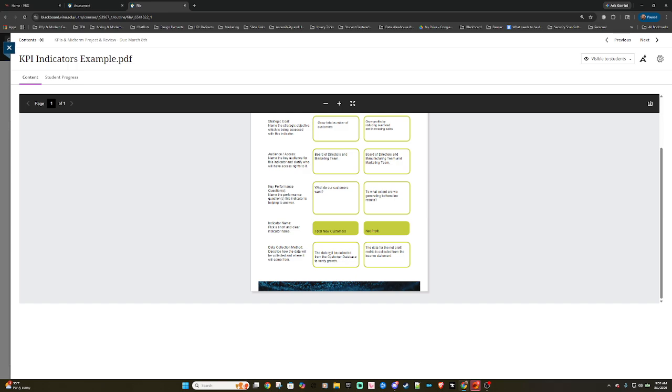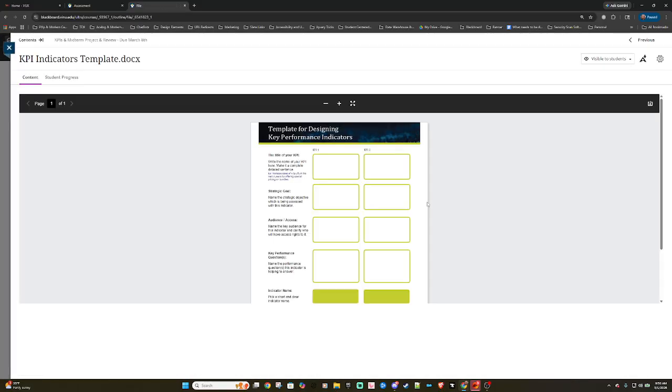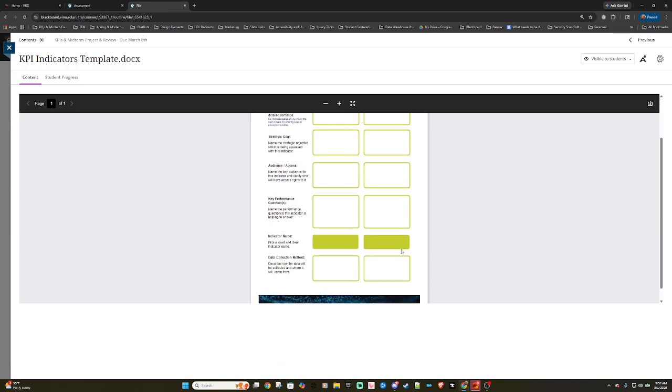But you can say the data will be collected from the customer database, the data will be collected from the sales database, the ones that we have that are our key figures that we've added for our snowflake schemas with the fact tables, and then the fact tables will be where we're getting that information. So you can just list those. And then here is a blank version of that so that you can fill them out.